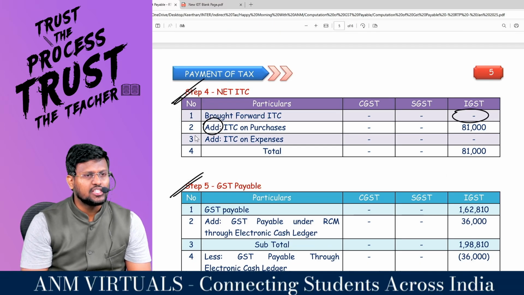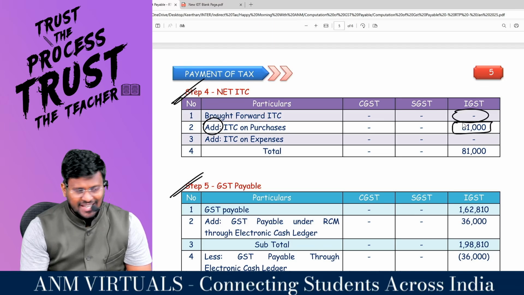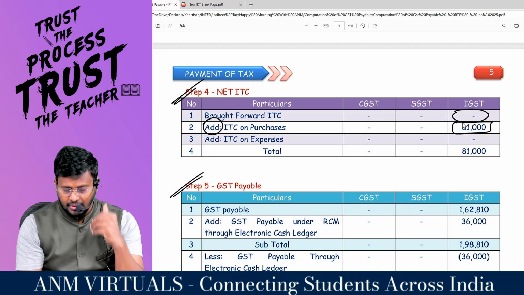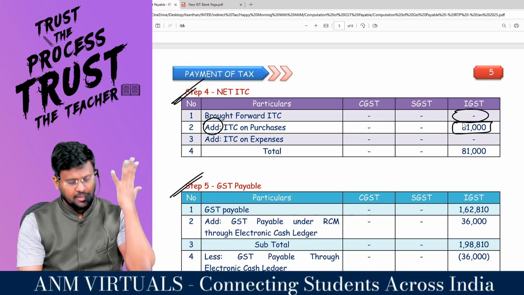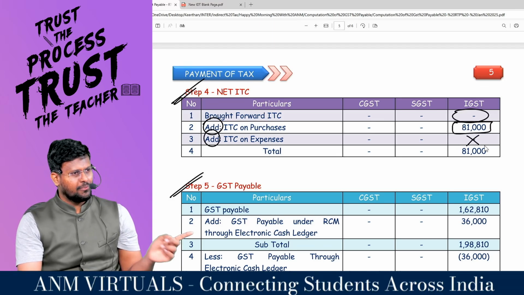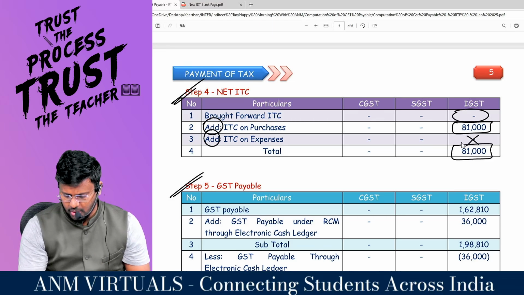Add ITC on what? Purchases. We have already found out on purchases 81,000 rupees is the total eligible ITC, eligible GST paid entitled for ITC. Add ITC on expenses, sir, only insurance are there, but that is blocked credit. So what is the amount eligible?